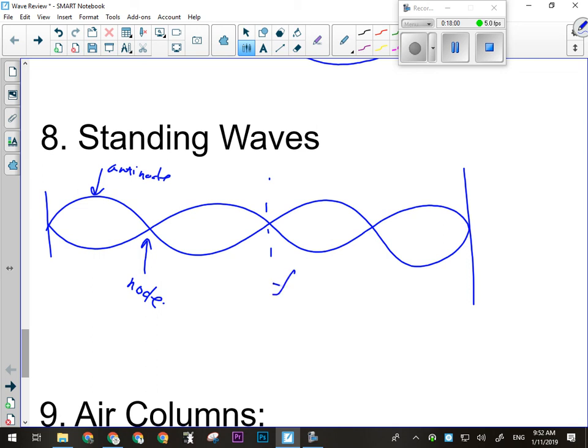Other terms you'll need to know: fundamental frequency. That's F1. And so the second harmonic will be how many times greater than the fundamental? If F1 is 10, F2 is going to be 20. Remember, it's always a multiple of the first. F2 will be 20, F3 will be 30, F4 will be 40. It's always a multiple of the fundamental.